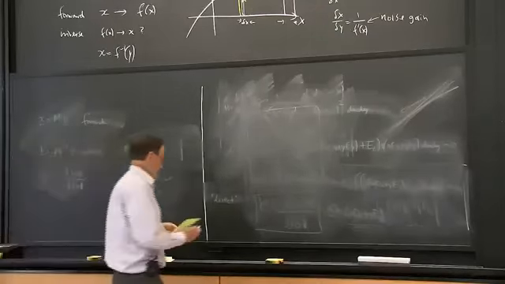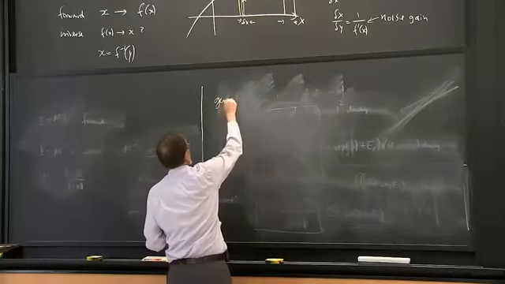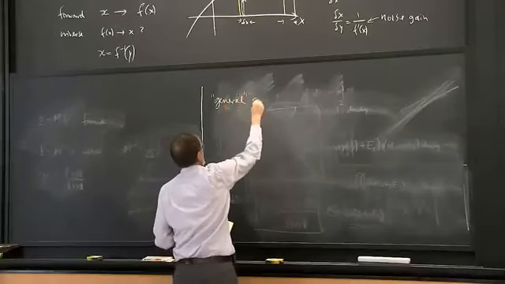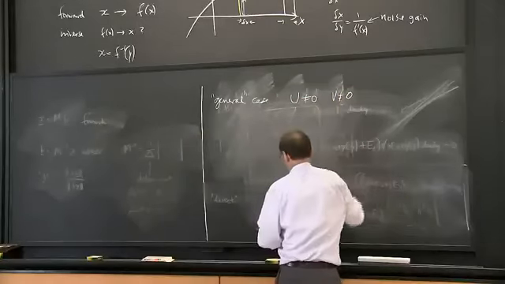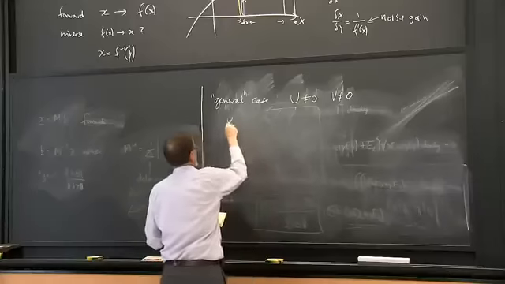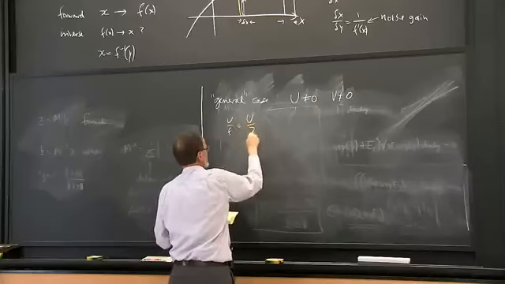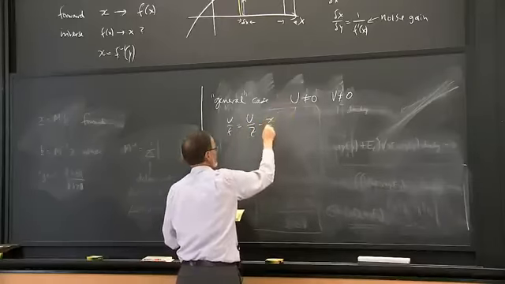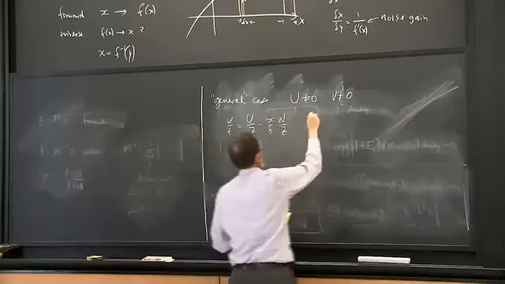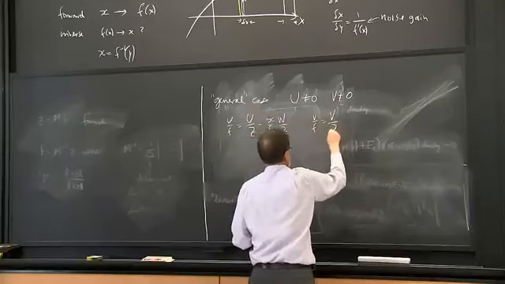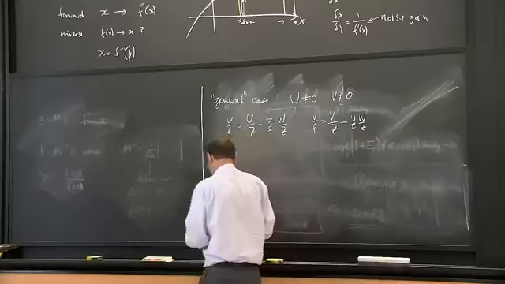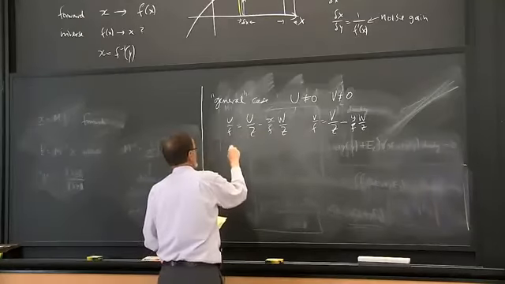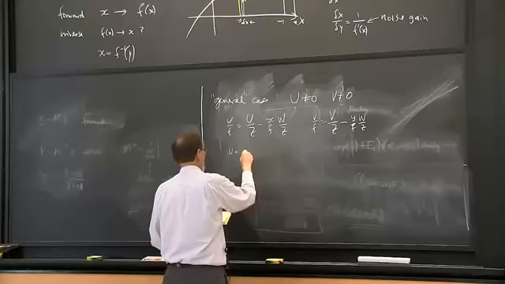Okay, so slightly more general case. Okay, so now we're allowing U and V to be non-zero. And so we've got U over F is, I'm just copying the equation from over there, and for convenience, I'm going to multiply through by F.